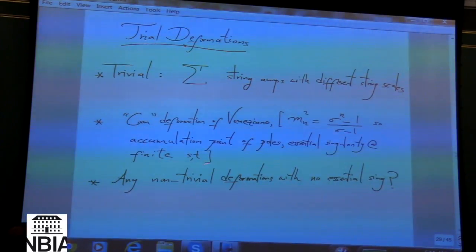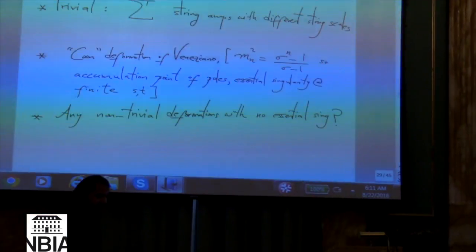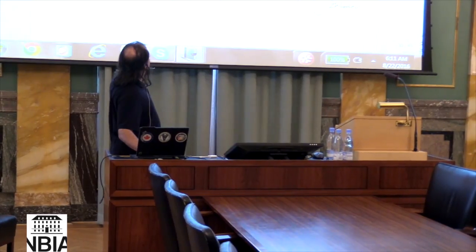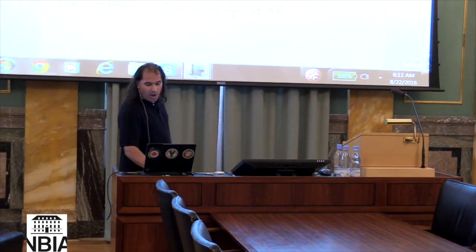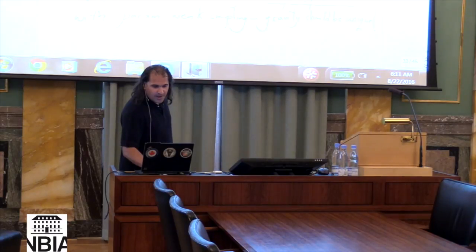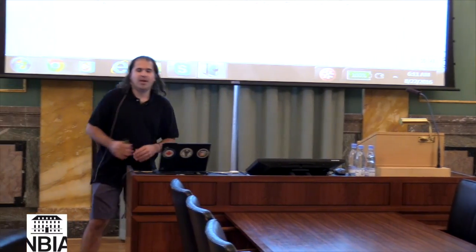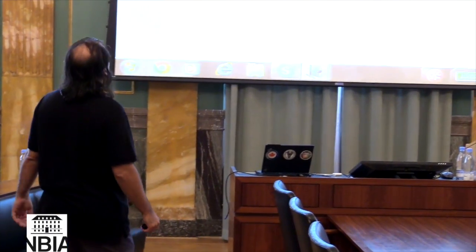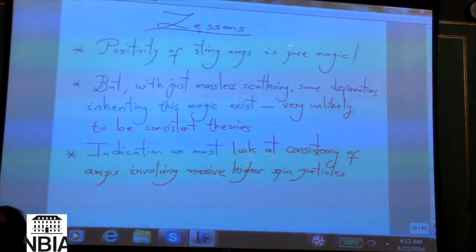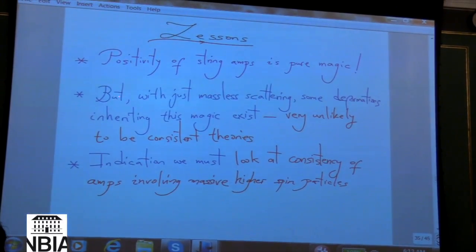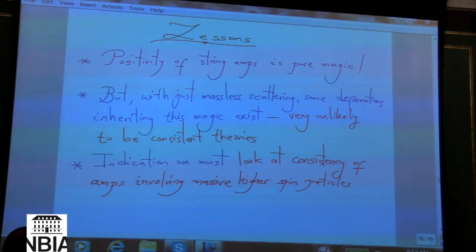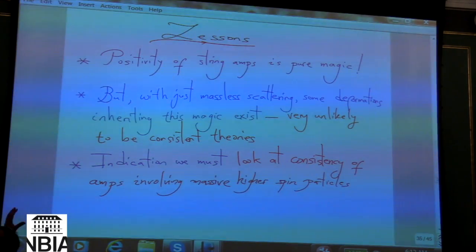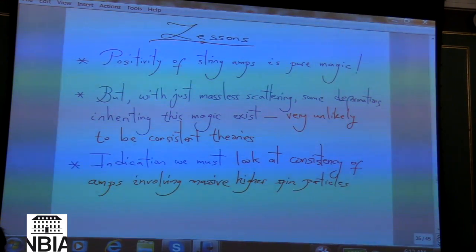So we can ask if there are any non-trivial deformations that don't have any essential singularities. And here we have found some interesting ones in some cases. Let me just summarize what we found, and I can tell anyone who's interested in more detail. We found that the positivity of the string amplitudes is indeed pure magic, but with just massless scattering, we have found some deformations that inherit this magic. So if we didn't know about the string amplitude, there's no way we could write these things down, but since we know them, there are interesting deformations.